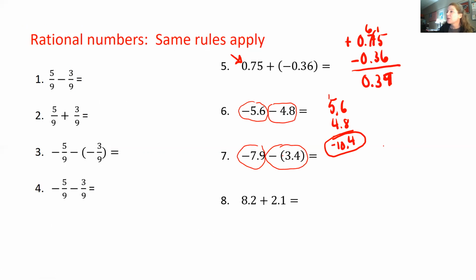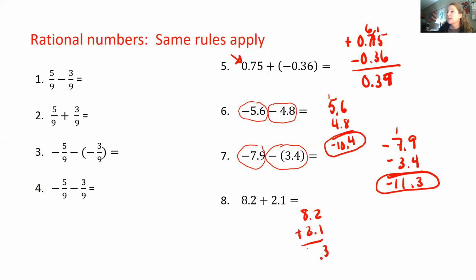All right, so we're going to add them. We've got to line up those decimals on top of each other. Even though it says minus, we're adding because they have the same sign. So 9 plus 4 is 13. 10 plus 1 is 11. And since they're both negative, we're adding and we're keeping the sign. Negative 11.3. And then finally, these are both positive numbers. So we line up those decimals, bring that decimal straight down, and we get 10.3, and it's positive.